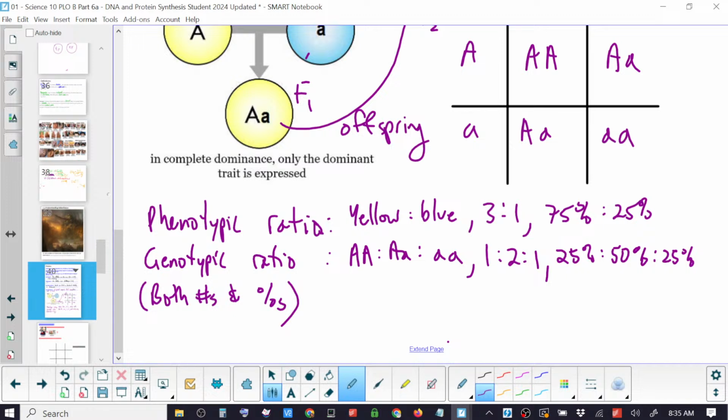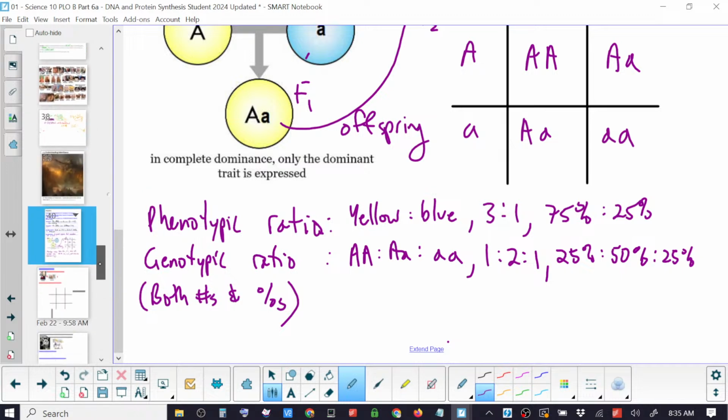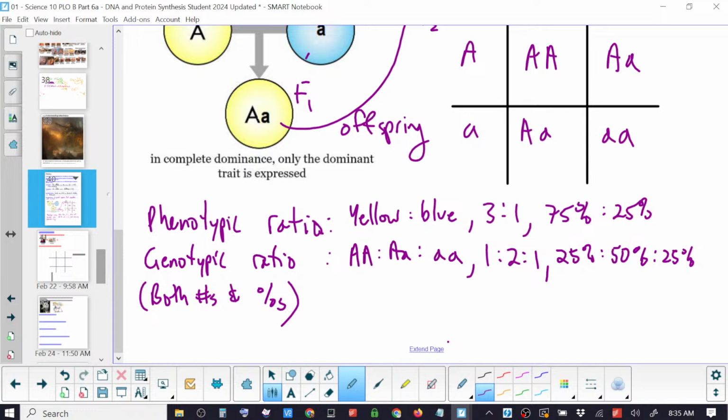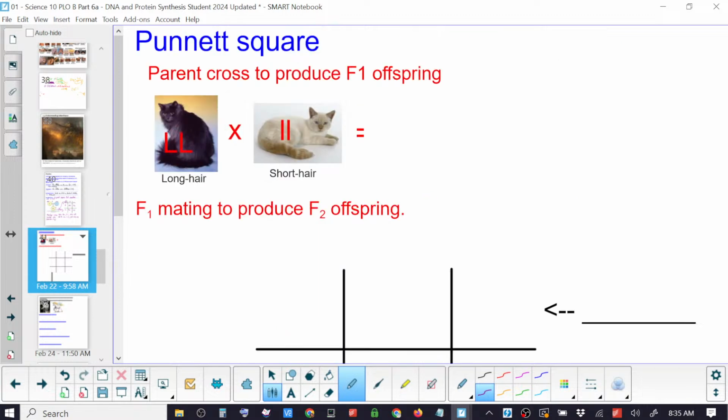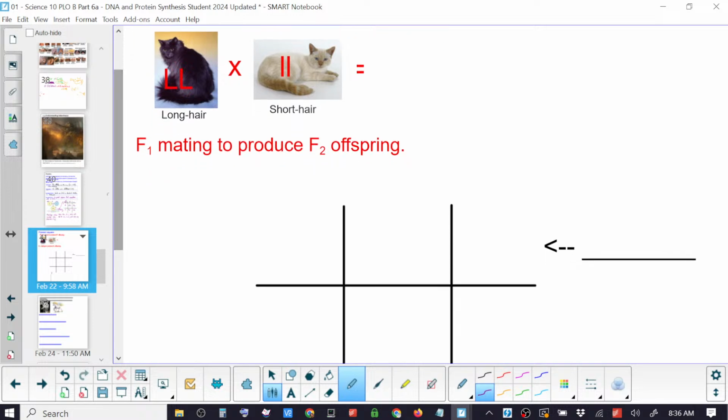Thank you, Bert. Good. You actually ripped that up really fast, so I think you guys are going to find this not too bad, way faster than last year's. So another simple one, Punnett square. We've got a parent cross. We've got a cute little long-haired cat. We've got a cute little short-haired cat. They're going to mate, have kittens. So predict the F1 offspring, and they're going to produce F2 offspring.